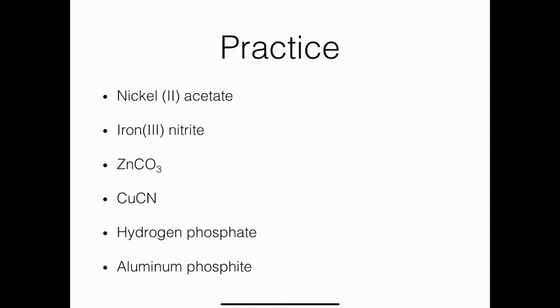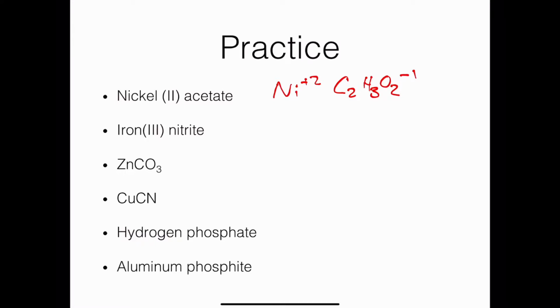For the first one, nickel 2 acetate. Nickel has the symbol Ni. The 2, the II in parentheses, means I have a +2 charge. Nickel is type 2, so therefore it can have more than one charge. That's why the parenthesis with the Roman numeral is there. Acetate, C2H3O2 with a -1 charge.